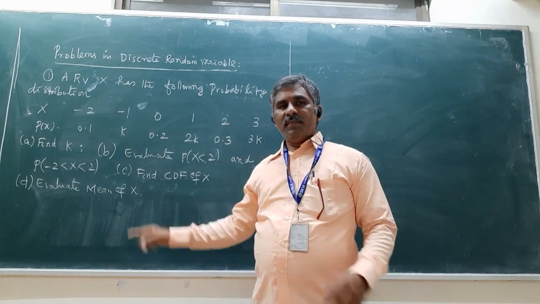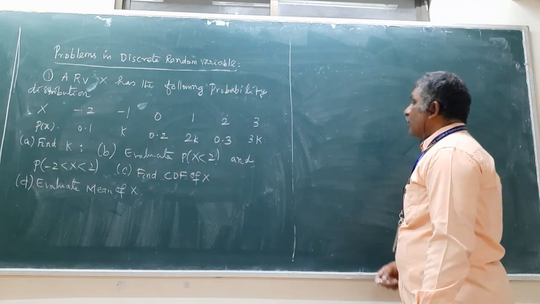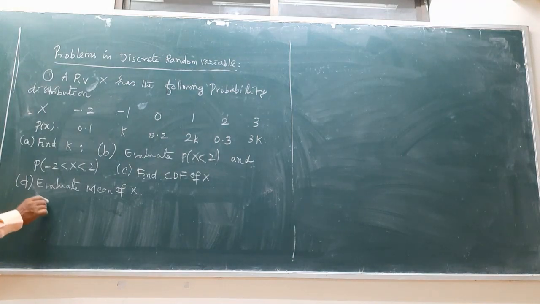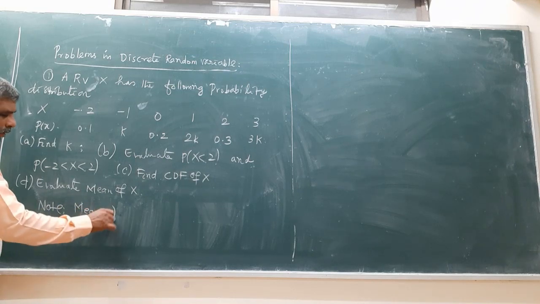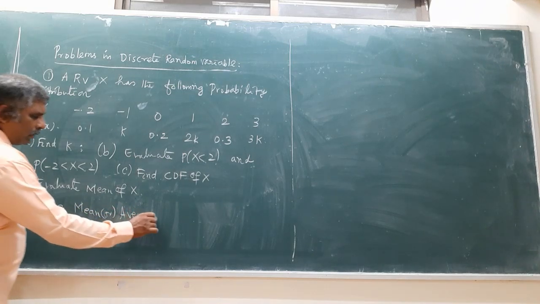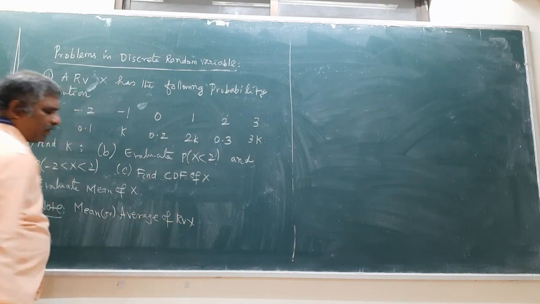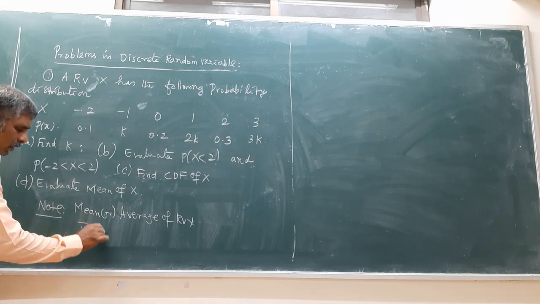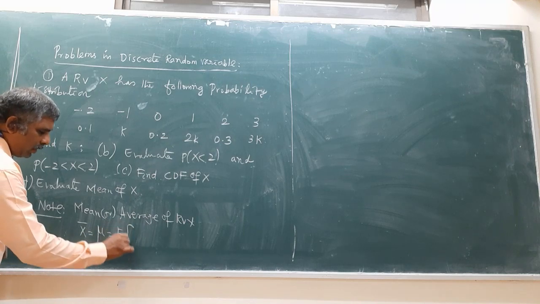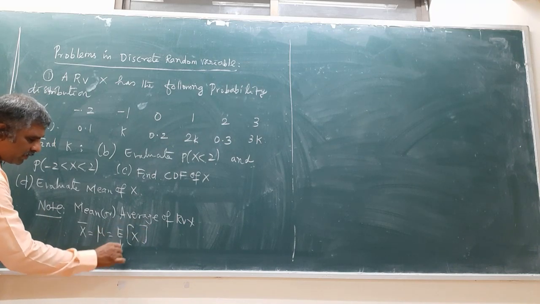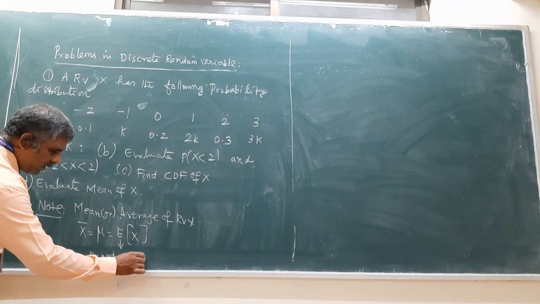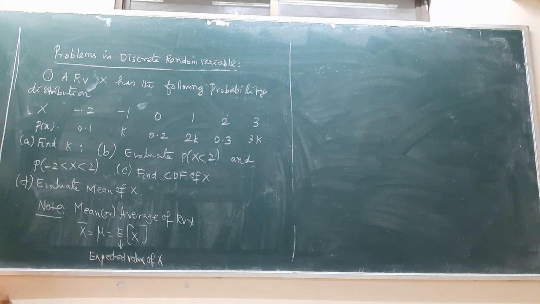You know the mean. What is mean? Average. I give the formula to find the average here. You can write as a note: mean or average of random variable x. It is denoted by x bar or mu or E of x. What does E of x mean here? Expected value of x or expectation of x.